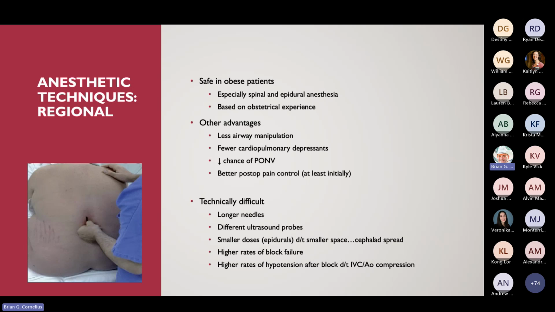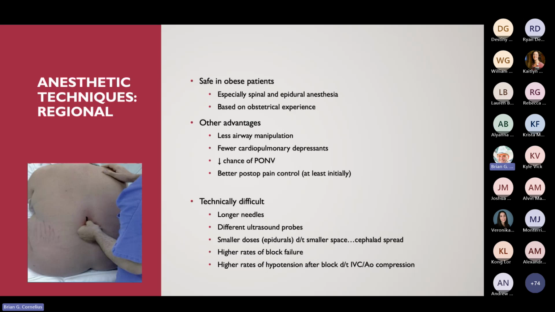Other things to think about, an ultrasound's kind of a game changer here. If you look at that patient on the left side, identifying spinous processes may be very difficult to do. The ultrasound may be really your best friend there as you try and find things. But like when we were talking about airway stuff, just because people are large doesn't mean they necessarily have a large back. A lot of times people will have abdominal obesity, but you may be able to find spinous processes very easily.